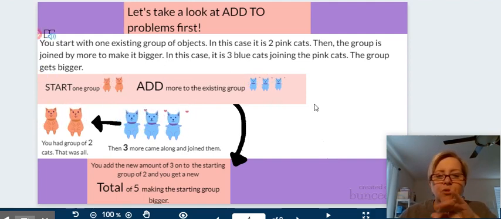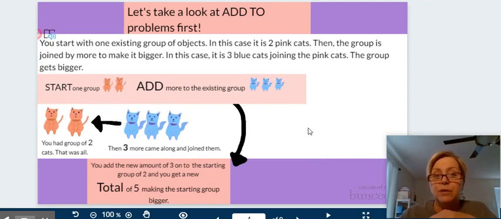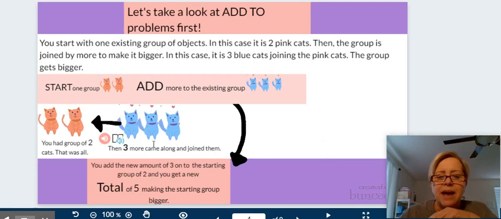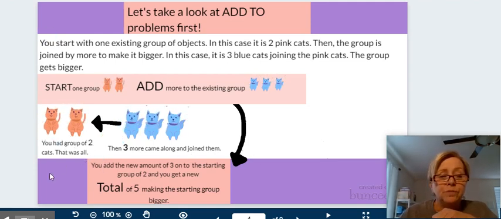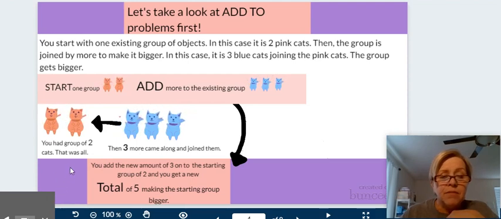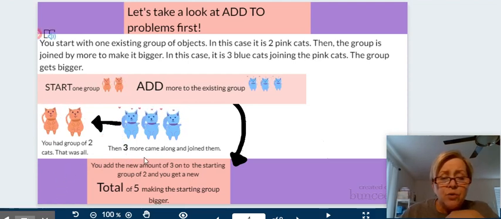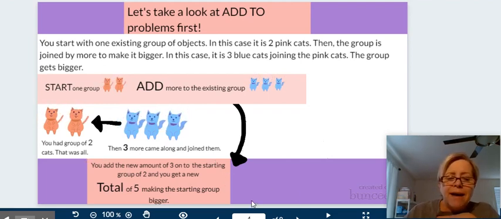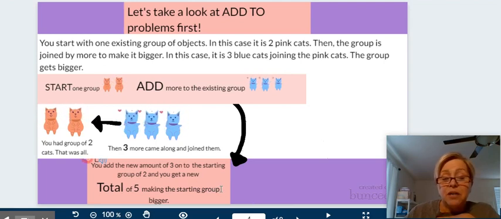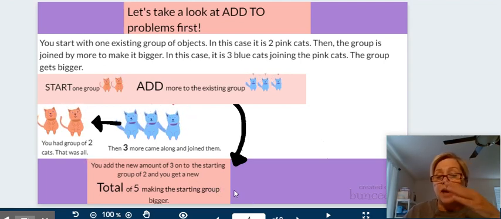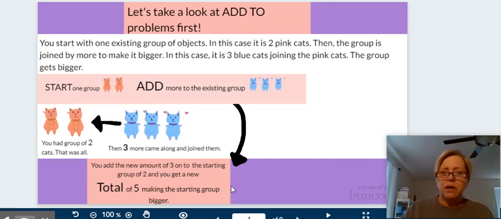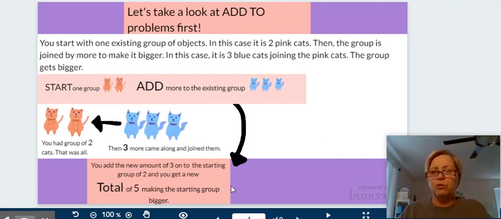Then another group of cats, the 3 blue ones, come along and make that first group bigger by adding themselves to it. So you had a group of 2 pink cats. That was all. Then you had 3 more come along and they joined them and they made the group larger by adding themselves to it. And so now instead of 2 cats, we have 5 cats. So add to is starting with one group, more join, make that first group bigger.